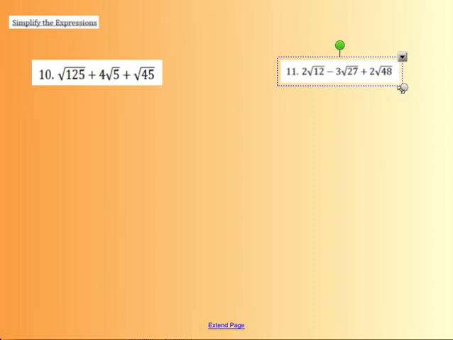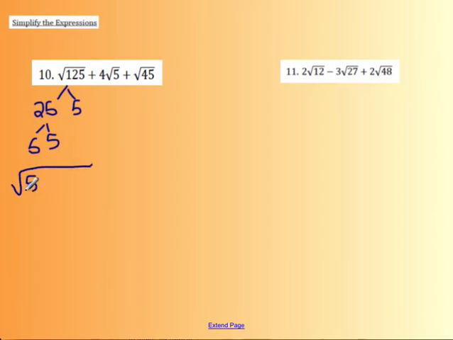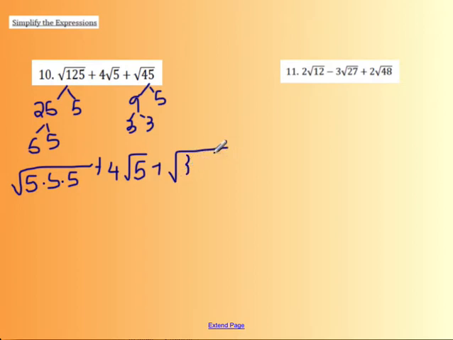So for number 10, we can break down 125. So 125 is going to be divisible by 25. So when you divide it by 25, you end up getting 5. So it's 25 and 5, and then that 25 I can break down to 5 and 5. So then underneath the radical, I have 5 times 5 times 5. Then this next term is going to stay the same. There's nothing I can do about it. Then 45 I can break down into 9 and 5. And then 9 I can break down to 3 and 3. So then underneath the radical, I'm going to have 3 times 3 times 5.